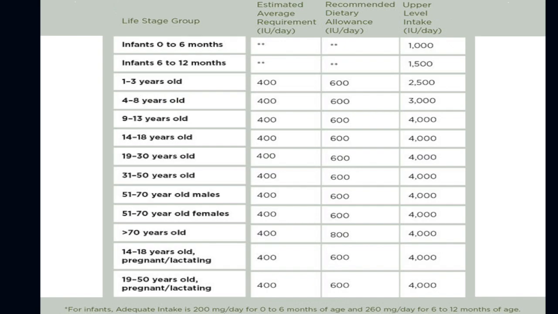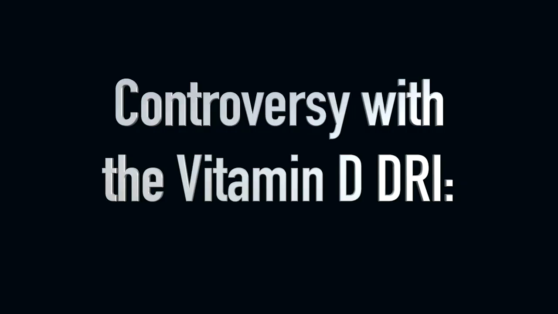800 IU is recommended for those over 70. The EAR is 400 IU for everyone older than 1 year old. The UL ranges from 1,000 IU for newborns to 4,000 IU for ages 9 and up.